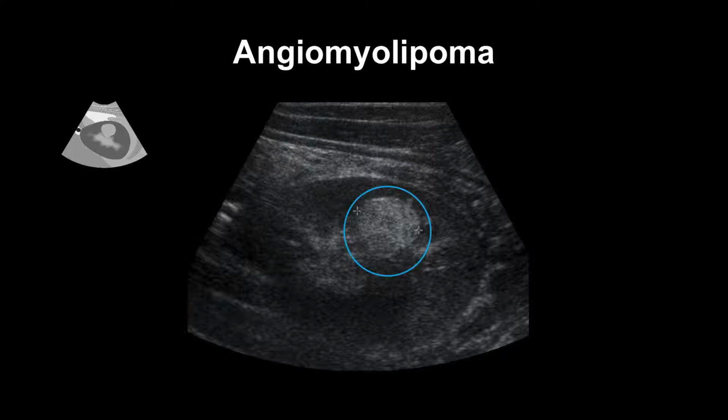Here you see an ultrasound picture of a kidney with an angiomyolipoma. It presents as a hyperechoic lesion that looks like a snowball within the kidney. Take a moment to study the snowball within the kidney.